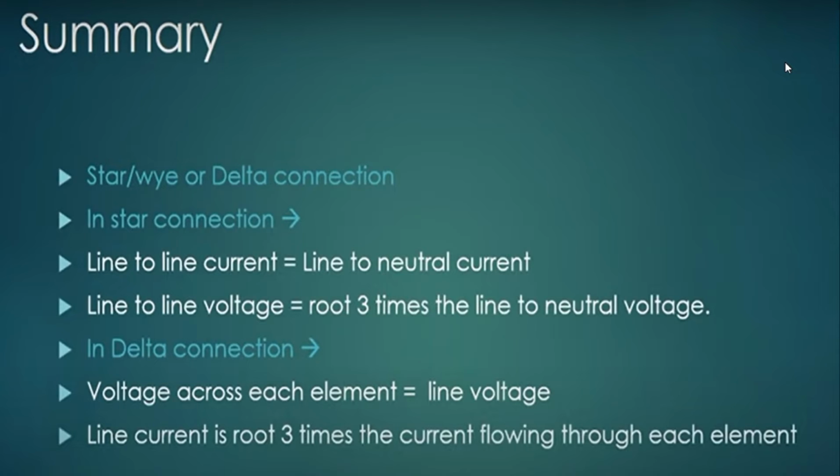So let's summarize it. A three-phase system can be connected in two different ways, star or delta. In star connection, line current is equal to phase current, but the line-to-line voltage is root 3 times the line-to-neutral voltage. In delta connection, the voltage across each element is equal to the line voltage, but the line current is root 3 times the current flowing through each element. Power transmitted by both connections is the same.